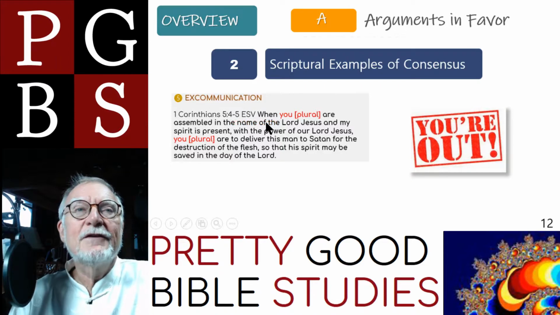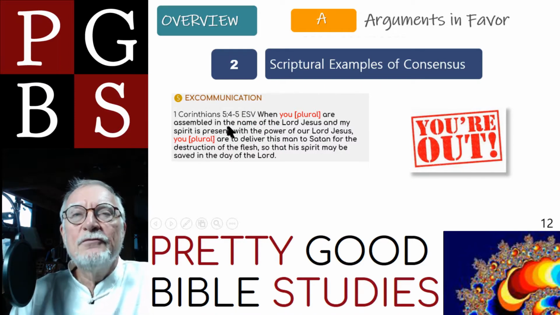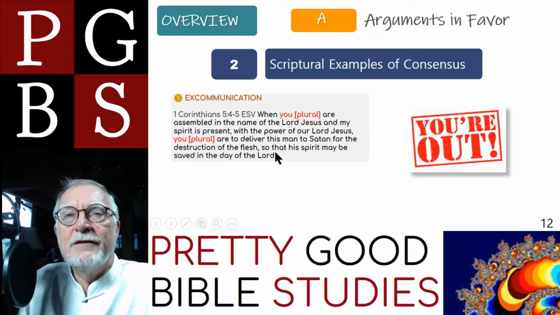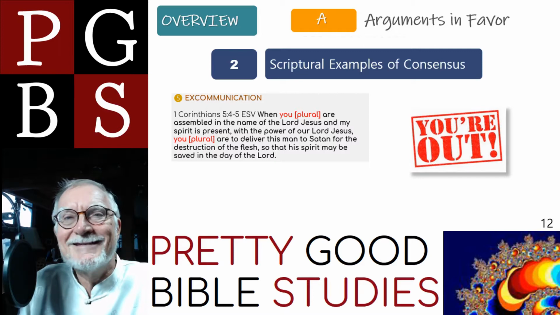Let's look at the fifth example, which is excommunication. 1 Corinthians 5, 4 through 5. This is talking about the immoral brother in the church at Corinth who was sleeping with his stepmother.